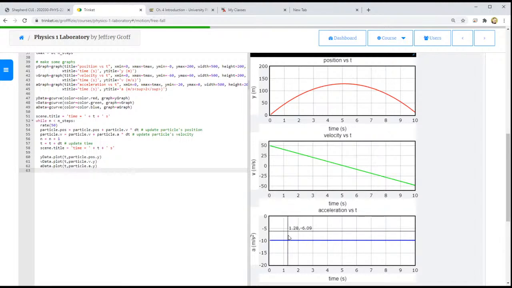And in the same way, acceleration versus time is the slope of velocity versus time. The slope of this line is a constant. And you can see that down here.